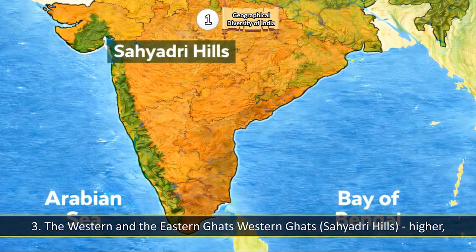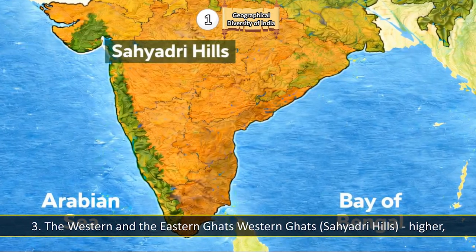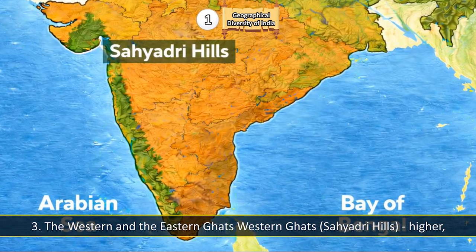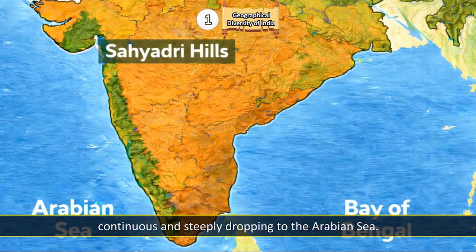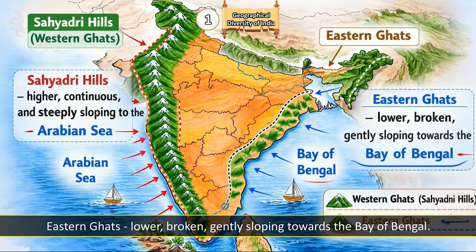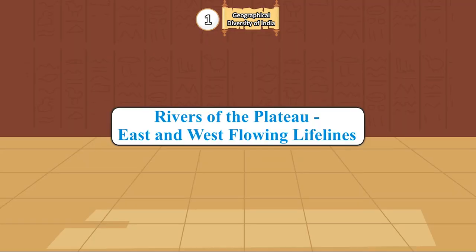3. The Western and the Eastern Ghats. Western Ghats, the Sahyadri Hills: higher, continuous, and steeply dropping to the Arabian Sea. Eastern Ghats: lower, broken, gently sloping towards the Bay of Bengal.